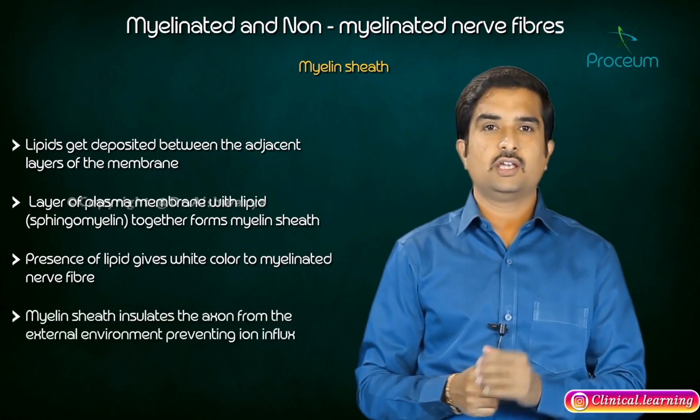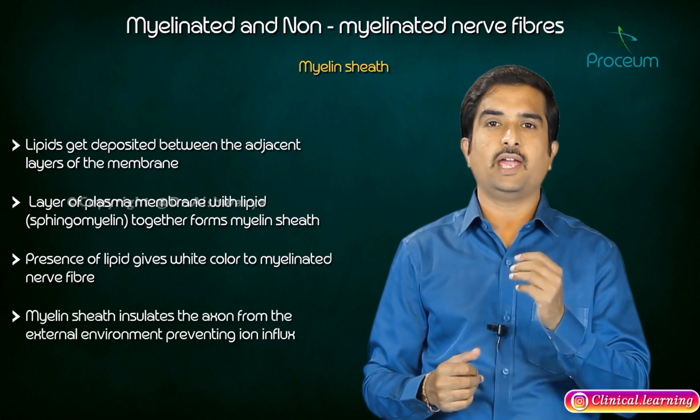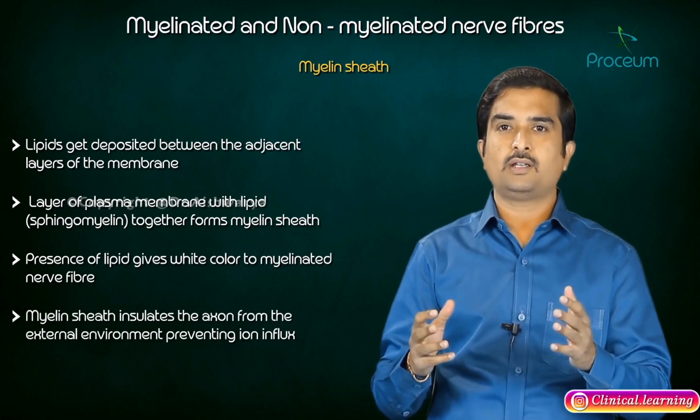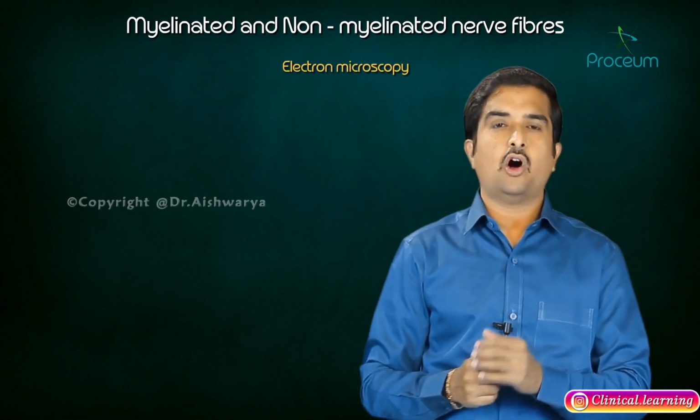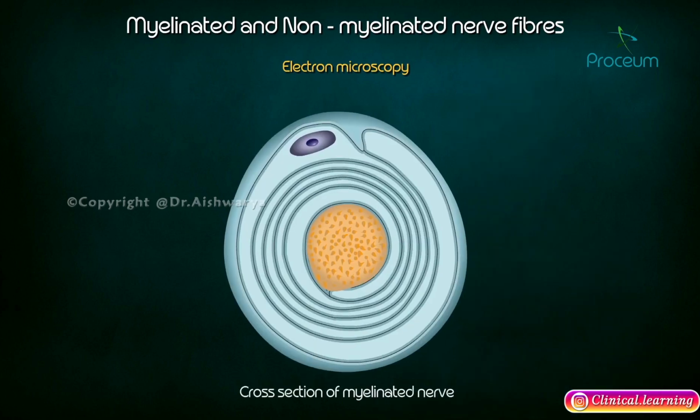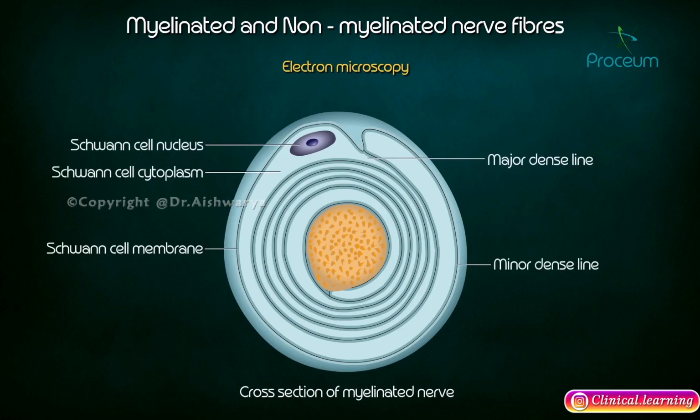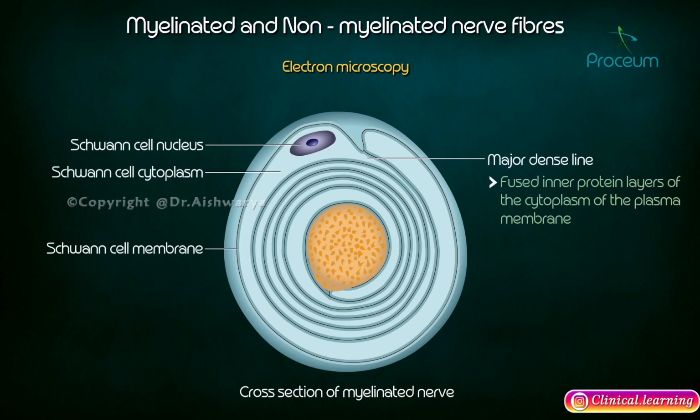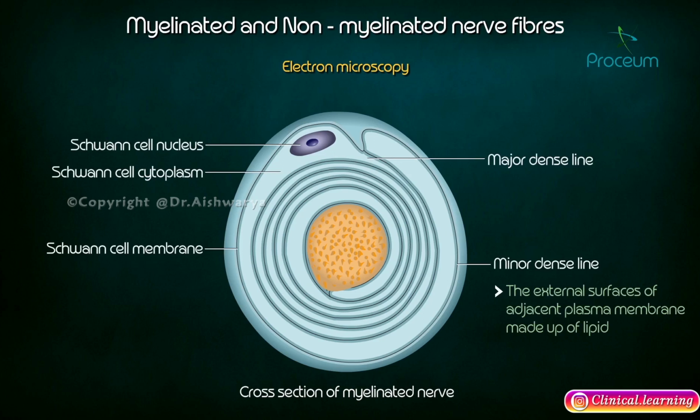This myelin sheath insulates the axon from the external environment, preventing ion influx. On electron microscopy, the cross section of the myelinated nerve fiber shows the major dense and the minor dense lines. The major dense line represents the fused inner protein layer of the cytoplasm of the plasma membrane, whereas the minor dense line represents the external surface of the adjacent plasma membrane, which is made up of lipid.